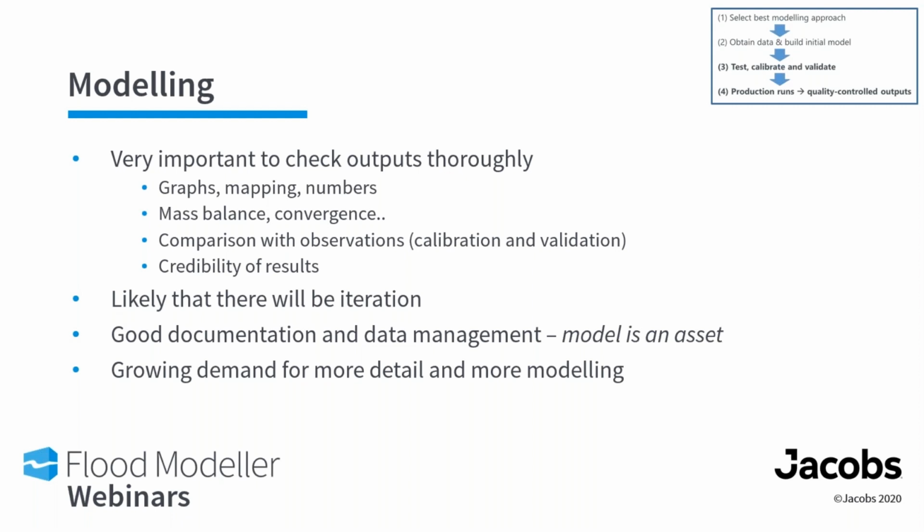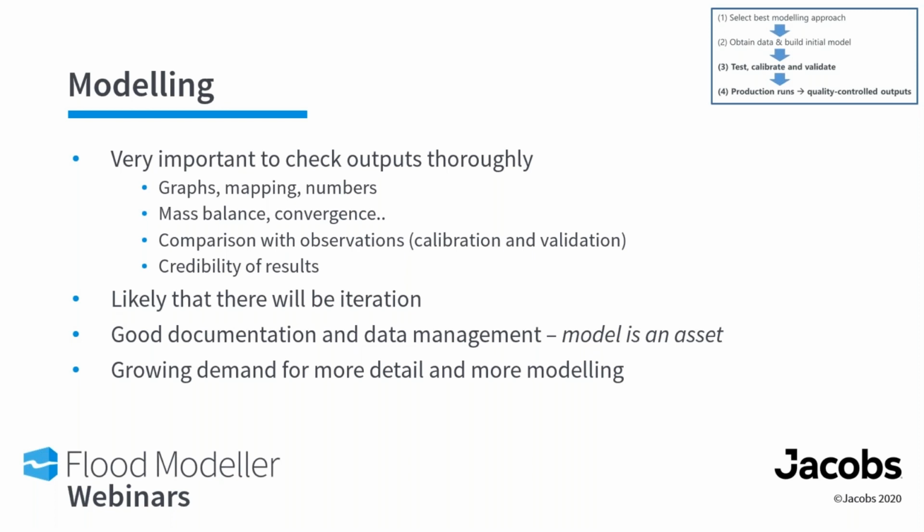Very important in modelling is to spend time checking your results, because I said it's only a model. So there's various tools and methods you can use for that. We're looking at graphs, mass balance, convergence, comparing observations, and looking at the general credibility of the results. With modelling, there's likely to be iteration in that. Very rarely do we just run the model once, get the results and walk away. There's usually some process. Oh, could you try that? Or that doesn't quite look right. And then you go in and vary the parameters, vary the run, vary the event, and see how that affects things.